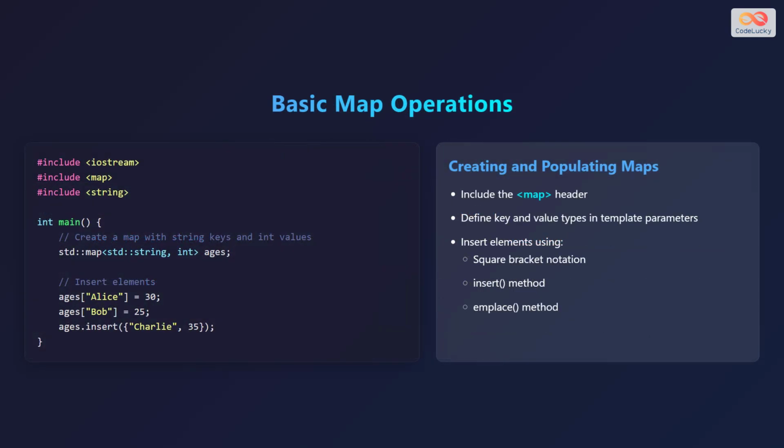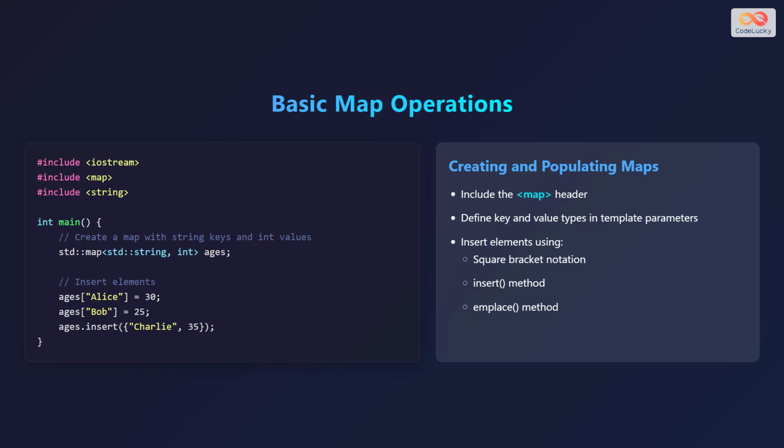Now let's look at some basic map operations. First, include the map header like so: #include <map>. Also, include the iostream and string headers. Next, in the main function, create a map with string keys and integer values using the following syntax: std::map<std::string, int> ages. To insert elements, use square bracket notation: ages["Alice"] = 30, ages["Bob"] = 25, or the insert function: ages.insert({"Charlie", 35}).